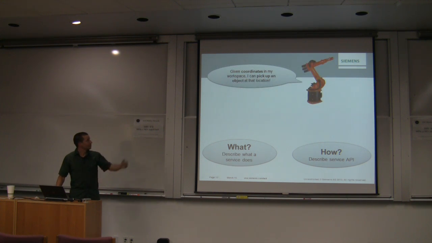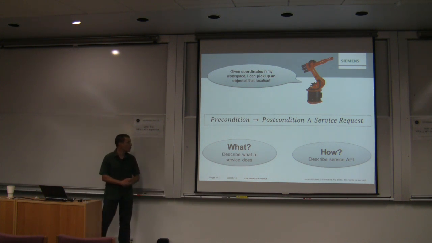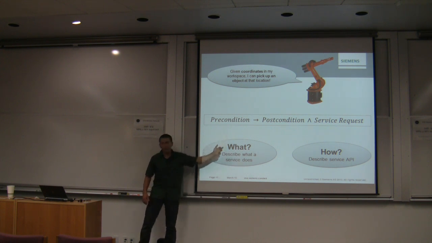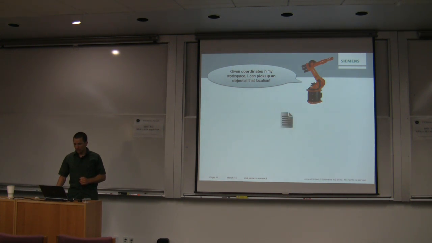So given coordinates in my workplace, I can pick up an object at that location. This is how that could look in an example here. How that could be modeled is that we could use some precondition and then execute a service request based on a postcondition. Then we can put that into a semantic reasoner, and then this service can be chained and executed.